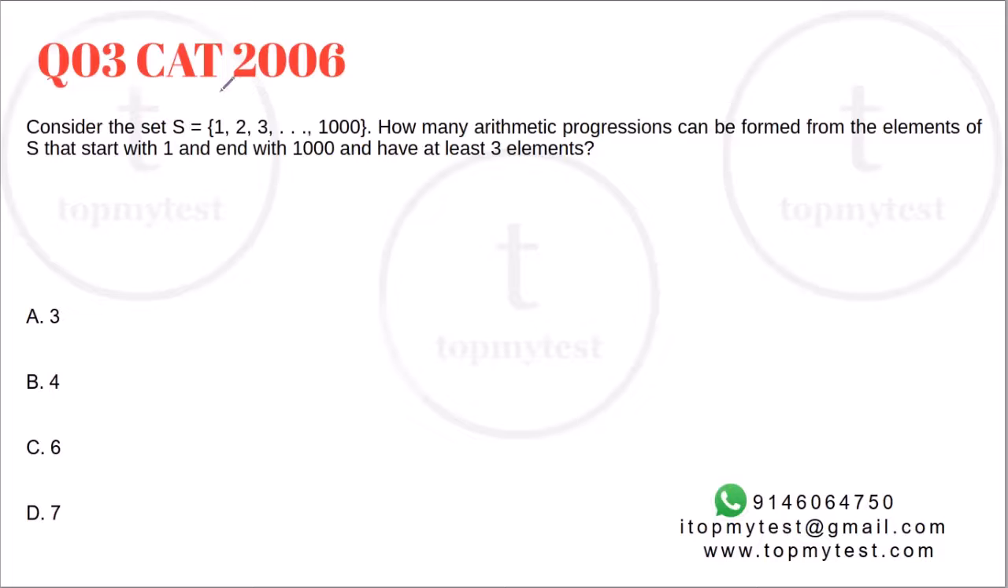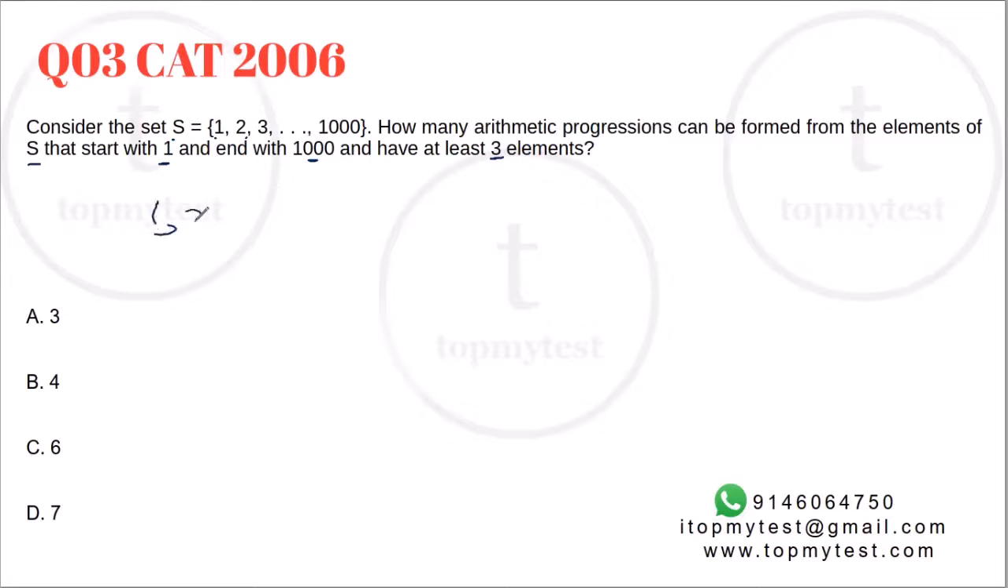The third question is from CAT 2006. Let's see what this says. Consider a set S, which is 1, 2, 3 till 1000. So you have 1000 elements in the set. How many arithmetic progressions can be formed from the elements of S, which start with 1, end with 1000, and at least have 3 elements?